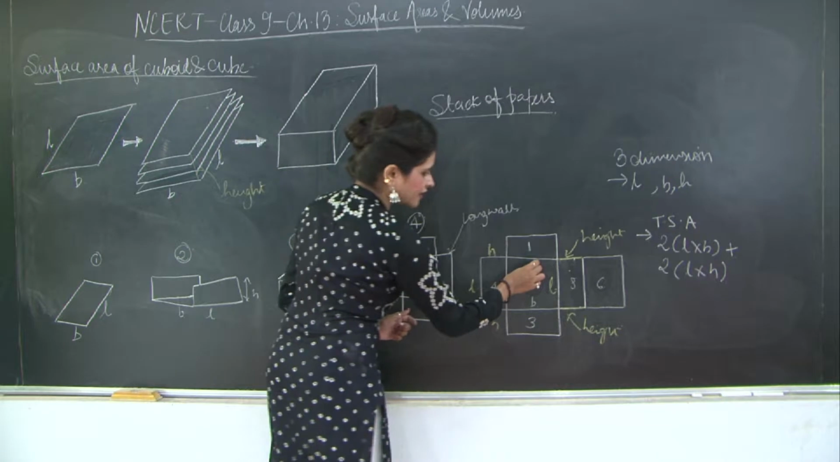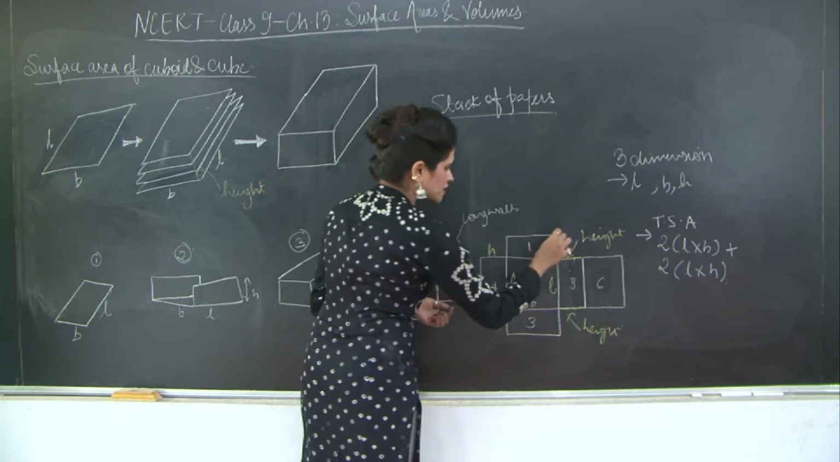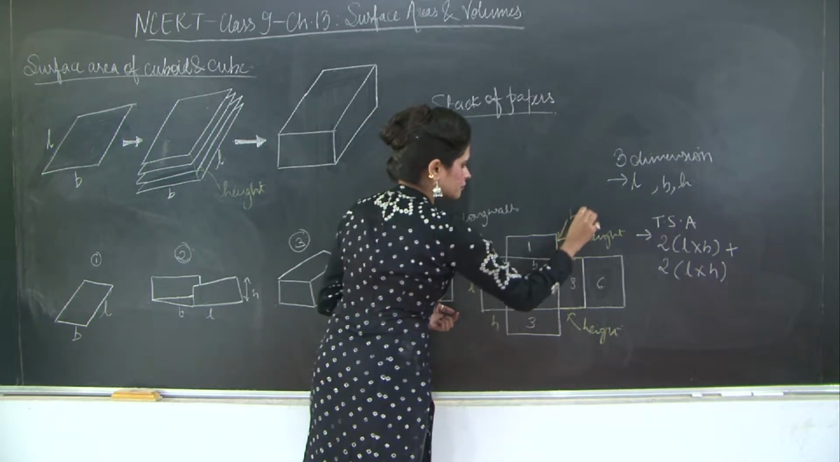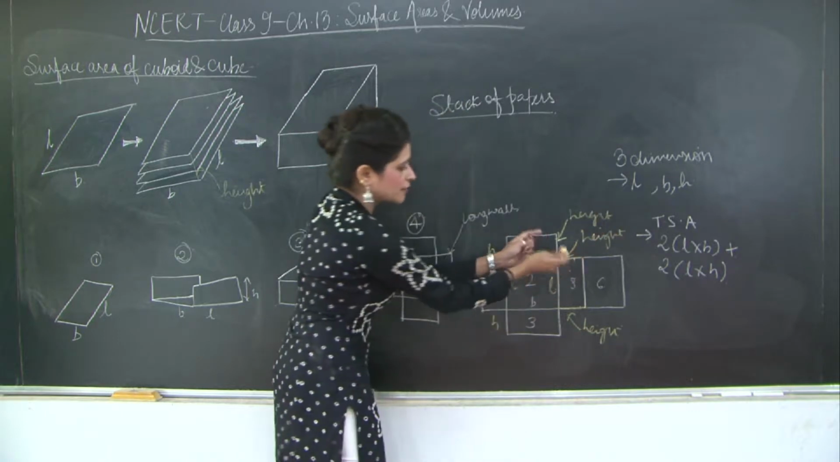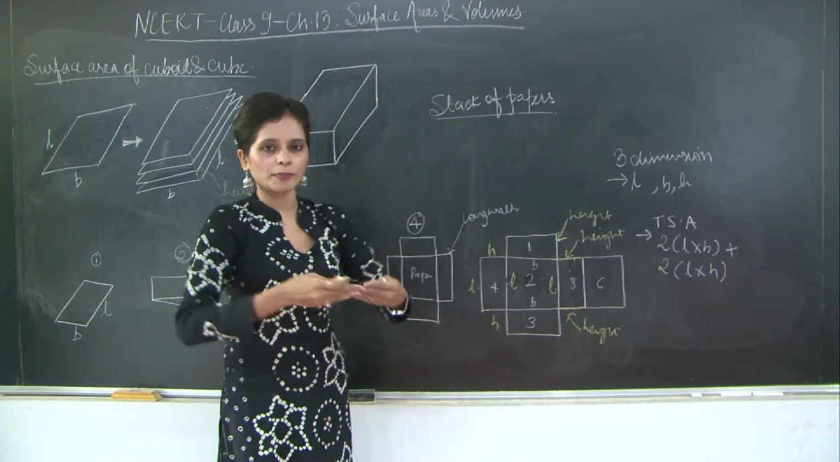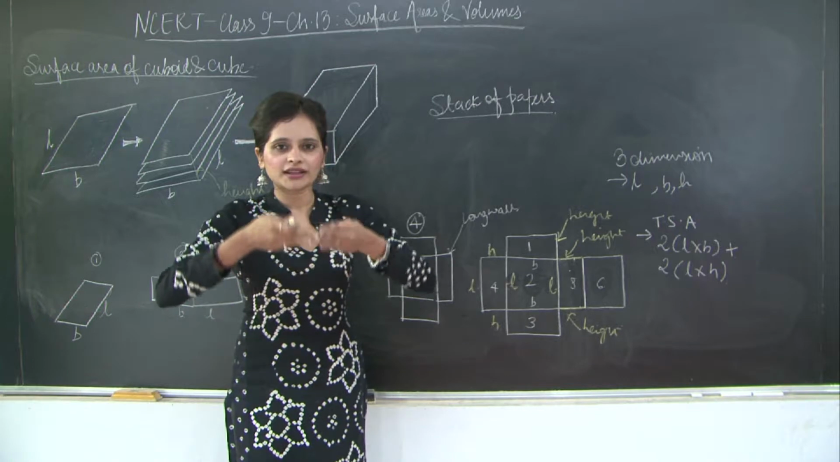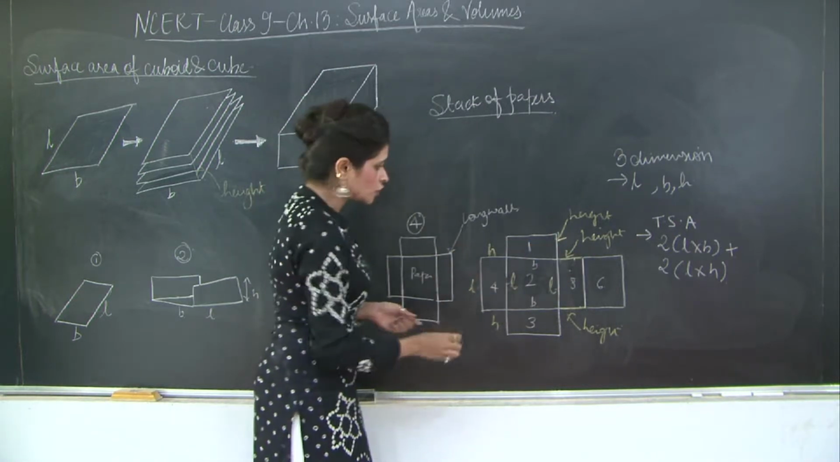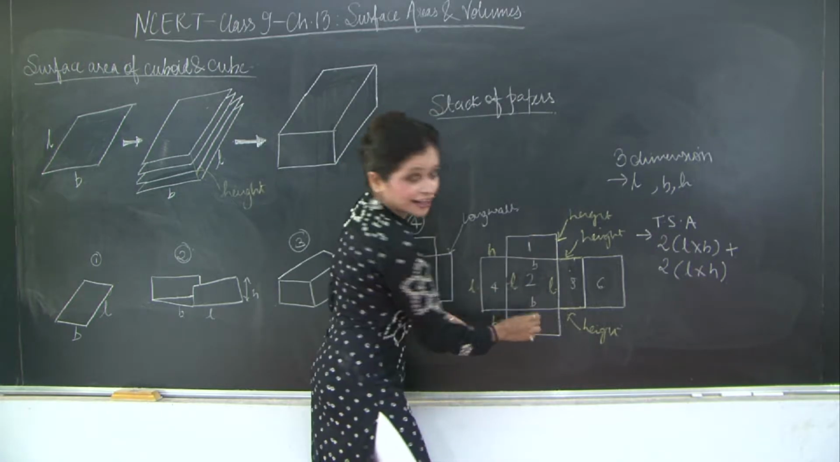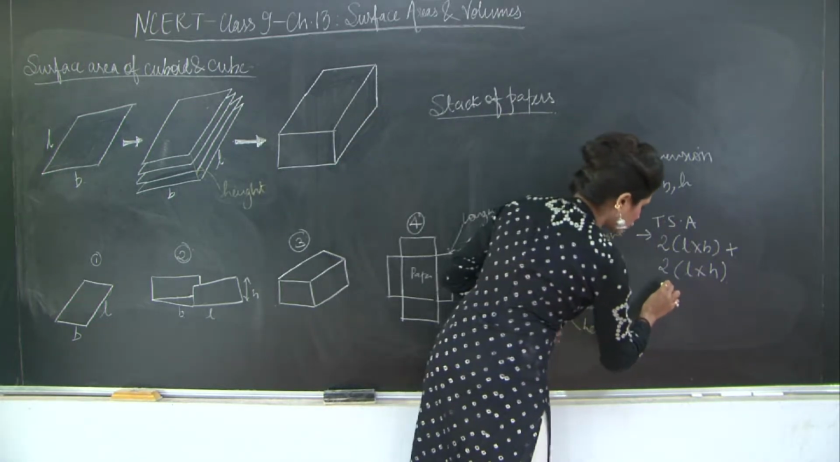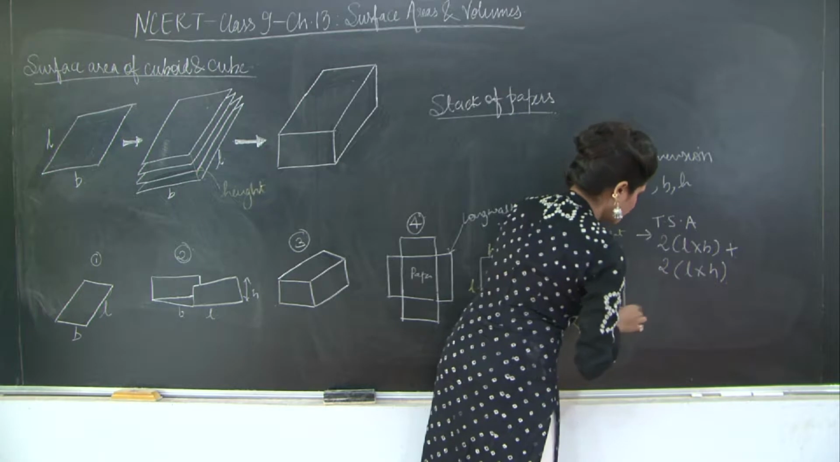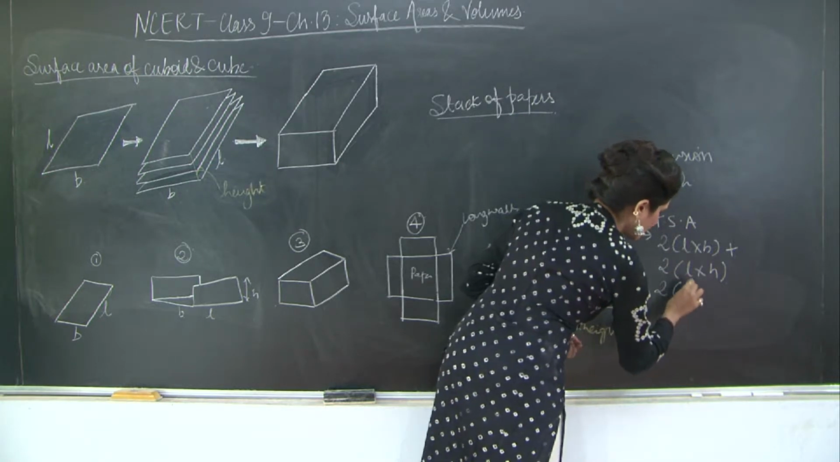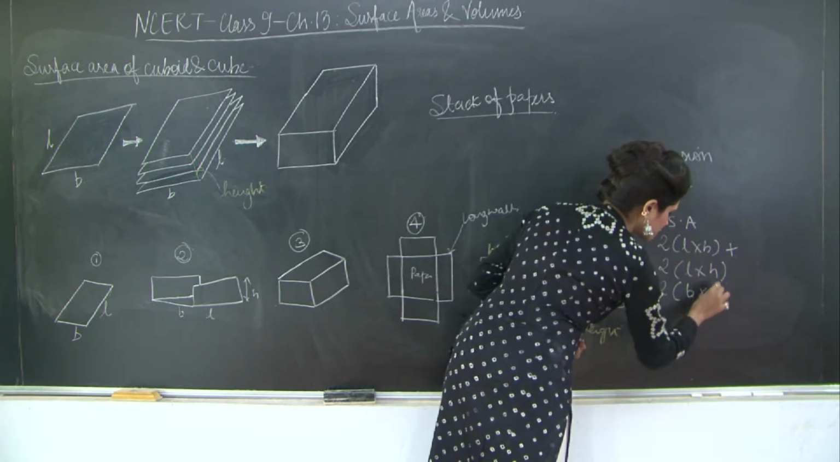So you have the breadth here and you have the height here. This is also the height, because they are going to be attached to each other. When you open up, they are looking something like this, but when they attach, they are of the same height. So here, area of 1 and 3 are equal to each other. They are congruent as well. So area of these 2 faces would be twice breadth into height.